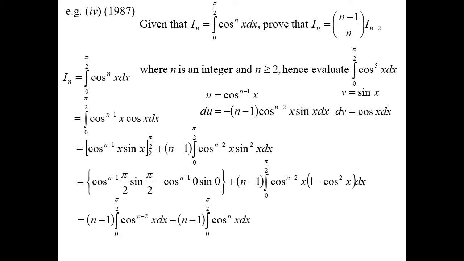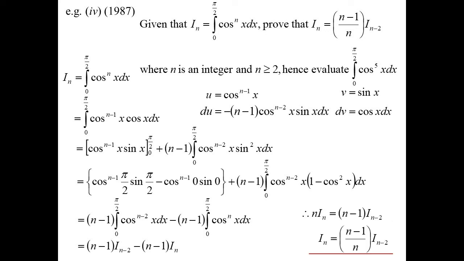And we now have cos to the n minus 2 and cos to the n, which is in the form of our question. So they're actually I_(n-2) and I_n. Again, I can now move the I_n to the left-hand side. I end up with n lots of I_n, divide through, and I've got I_n. Okay, so we've got our formula. Of course, because they told me the answer, I knew there was a connection between I_(n-2) and I_n. So I could try that way, and in this case, it comes out quite nicely.